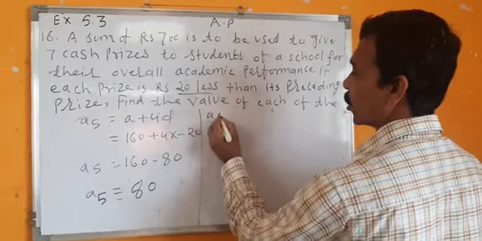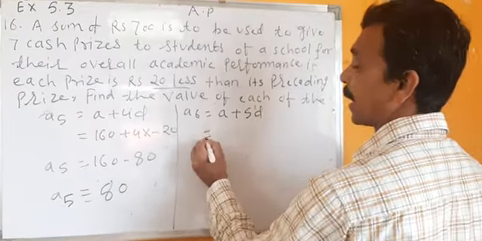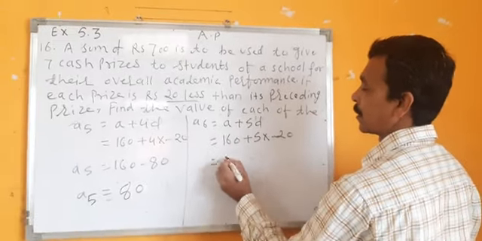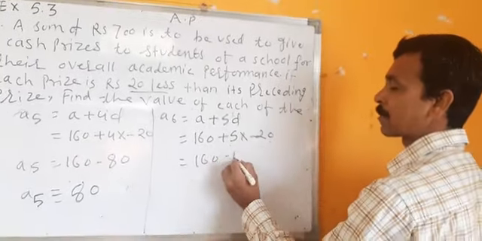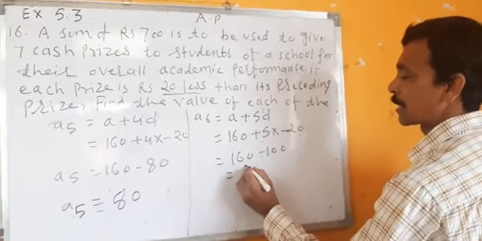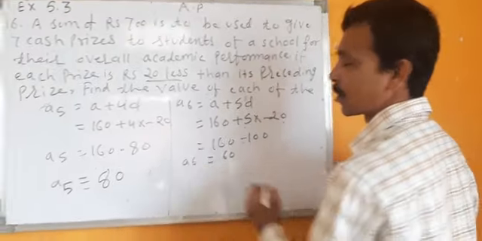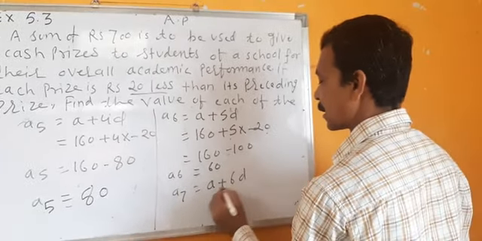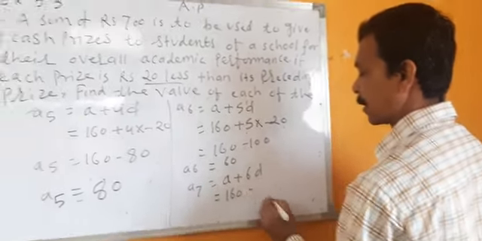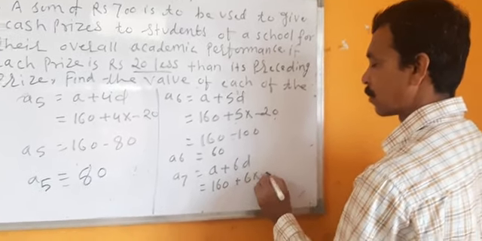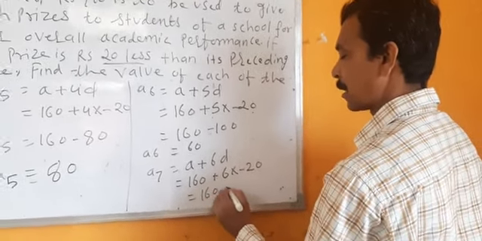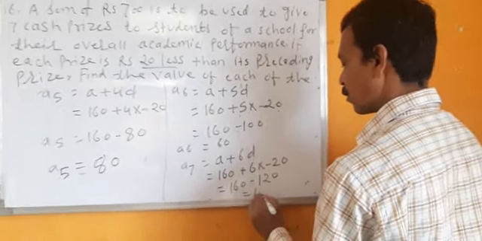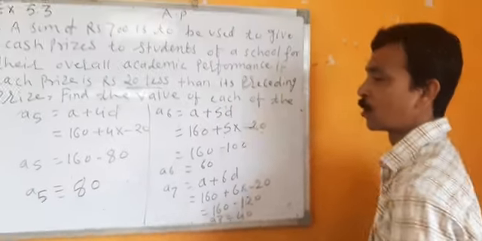A6 is equal to A plus 5D. A is how much? 160 plus 5 into minus 20. 5 into minus 20 is minus 100, so 160 minus 100 is 60. So A6 is 60. Now last is A7, which is equal to A plus 6D, equal to 160 plus 6 into minus 20. So it becomes 160 minus 120. How much is left? 40. So A7 is equal to 40.